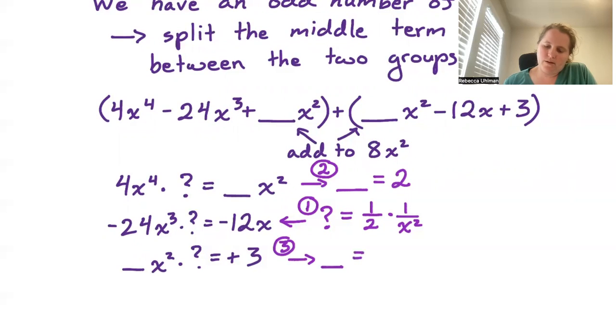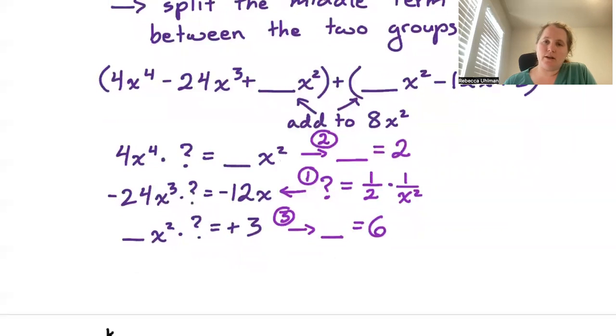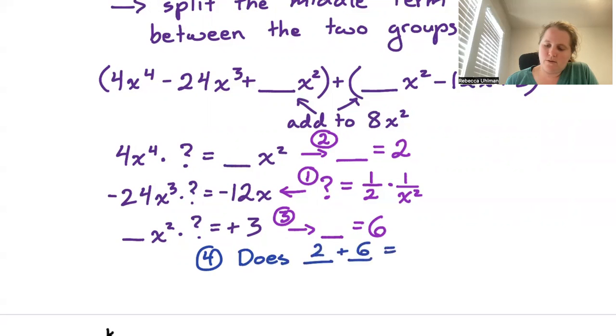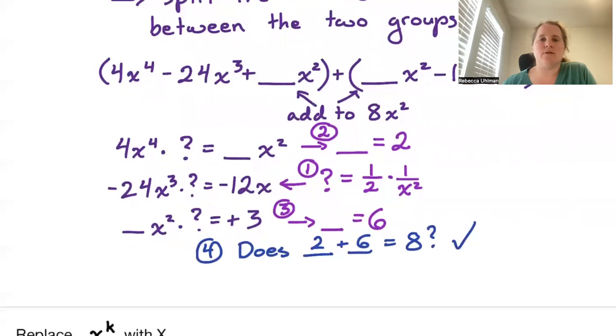And then for our last one, we are looking at what x squared times 1/2 times 1 over x squared would equal 3. That blank would have to equal 6. 6x squared times 1/2 times 1 over x squared would give us our 3. So we just need to check. Does 2 plus 6 equal our desired 8? In this case, yes. And so this is our split.